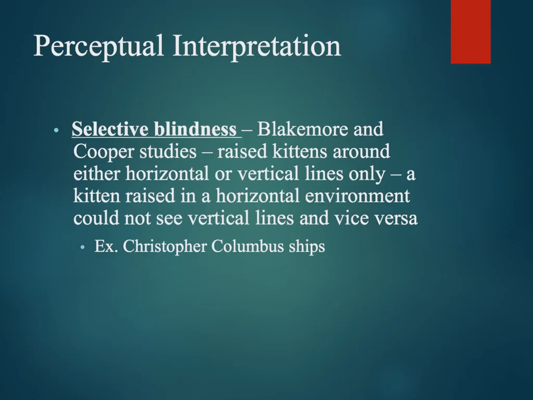And selective blindness is essentially a psychological lack of attention, and it's not associated with any vision defects or deficits. It may be further defined as the event in which an individual fails to recognize an unexpected stimulus that is in plain sight. And this concept comes from two researchers named Blackmore and Cooper who studied kittens.